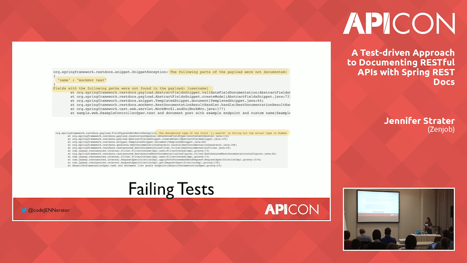Then it not only verifies just the field names, but also the type information as well. This is just JSON, so there's not that much type information, but this is particularly helpful in things like XML.